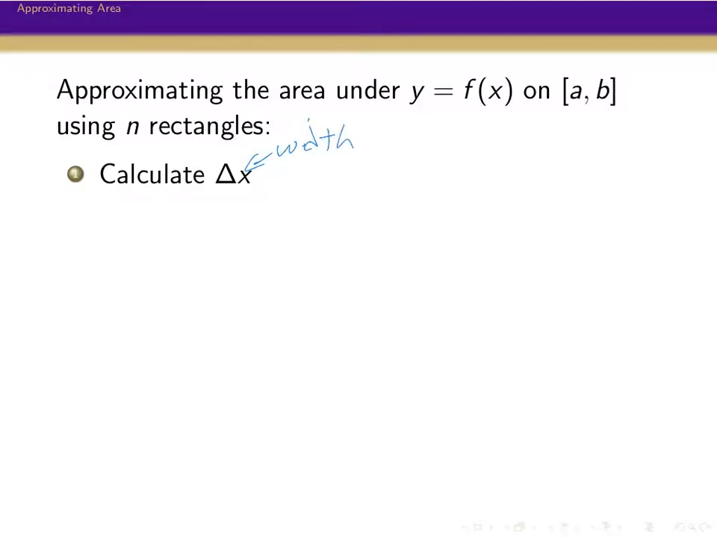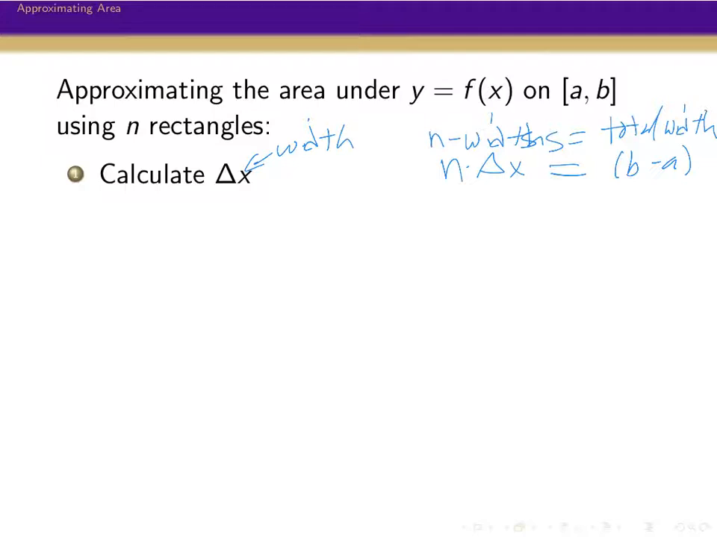And so we're going to have n widths. N widths added together is going to equal the total width. And the total width is going from a to b, so that width is b minus a. The widths here are delta x, so n times delta x is going to equal b minus a.